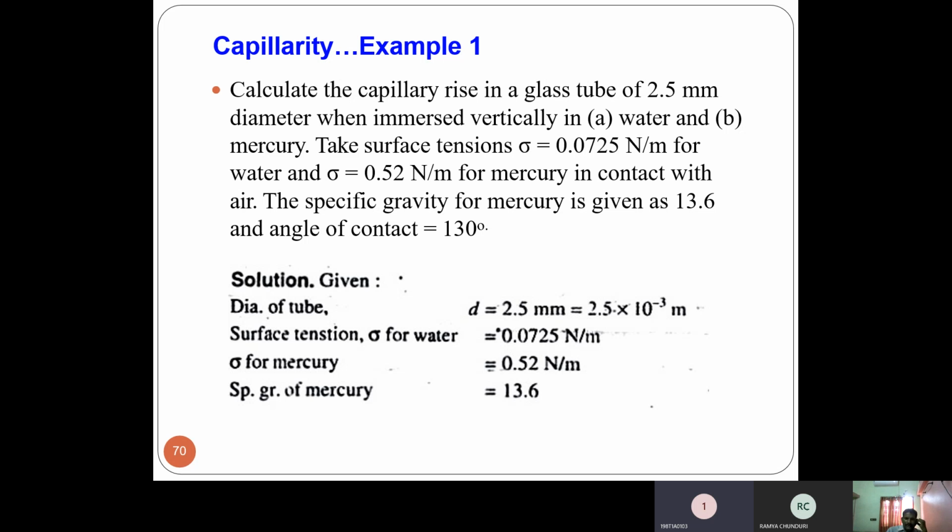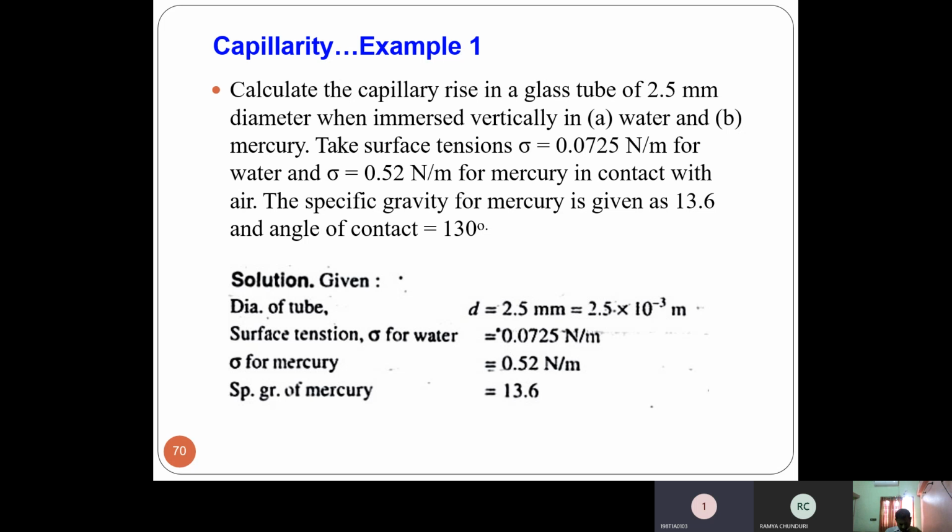Calculate the capillary rise in a glass tube of 2.5 millimeter diameter when immersed vertically in A, water, and B, mercury. Take the surface tension sigma equal to 0.0725 Newton per meter for water and sigma equal to 0.52 Newton per meter for mercury in contact with air. The specific gravity for mercury is given as 13.6 and the angle of contact is equal to 130 degrees.